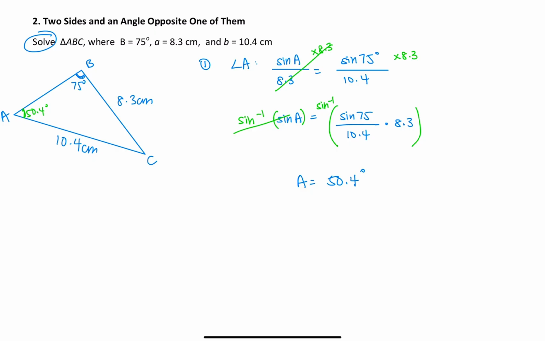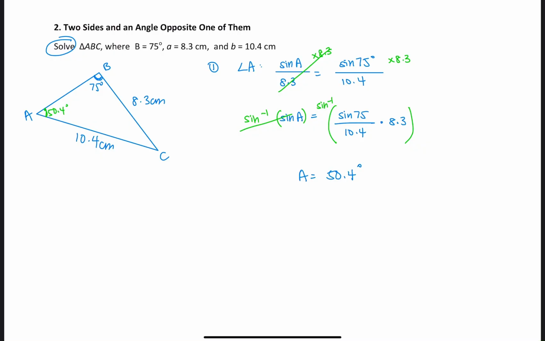And once we have two angles in a triangle, it's really easy to find the third, right? So again, angle C. We know that all the angles in a triangle add up to 180, so 180 minus 75 minus 50.4 will get you 54.6 degrees for angle C. So this is 54.6 degrees.